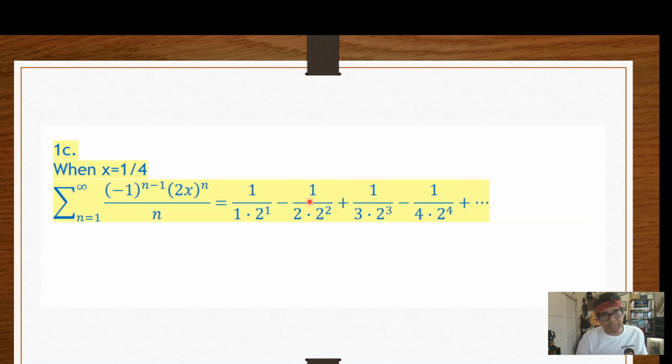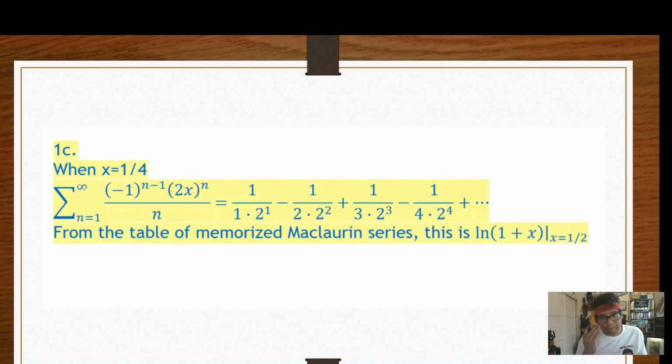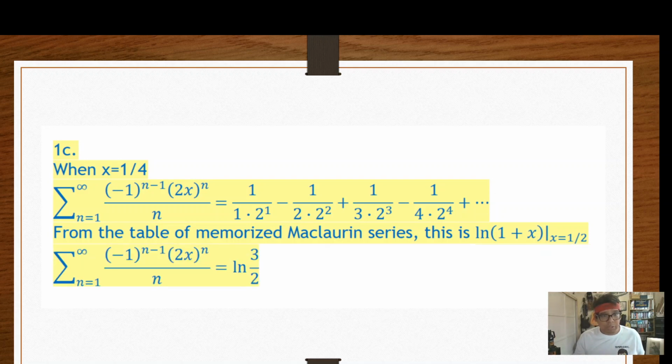So what is this series? This is going to be a little bit awkward, but from the table of series, you're supposed to have a bunch of them memorized. And frankly, this isn't one of the ones that I recommend students memorize. This is like going above and beyond. But this is the series of natural log of 1 plus x, evaluated when x equals 1/2. So if you have that memorized, then of course this series is just equal to the natural log of 3/2.